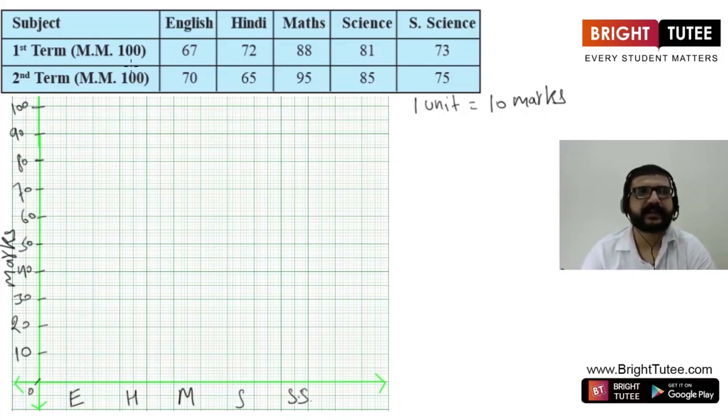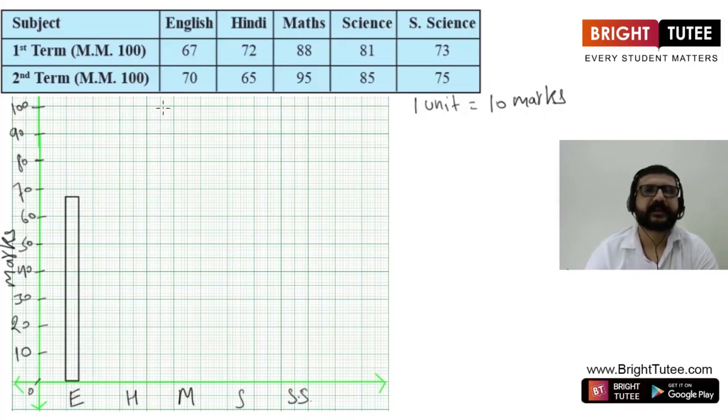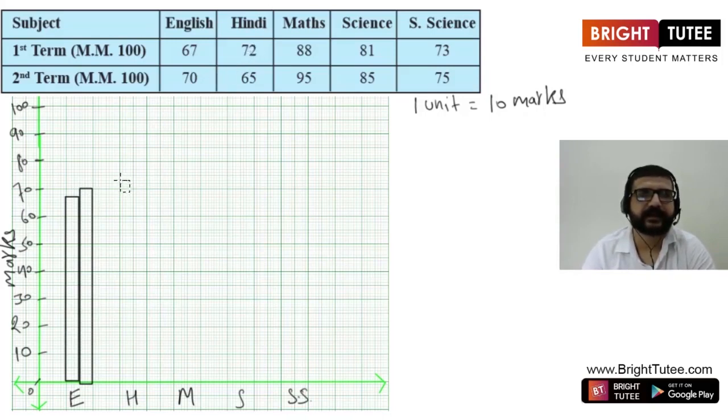Now in English, marks obtained are 67. So the bar for the first term will be like this for the subject English. And in the second term, marks in English are 70. So its graph will be like this. And then for Hindi, in the first term it is 72. So it will be like this. And 65 in the second term, it will be like this.